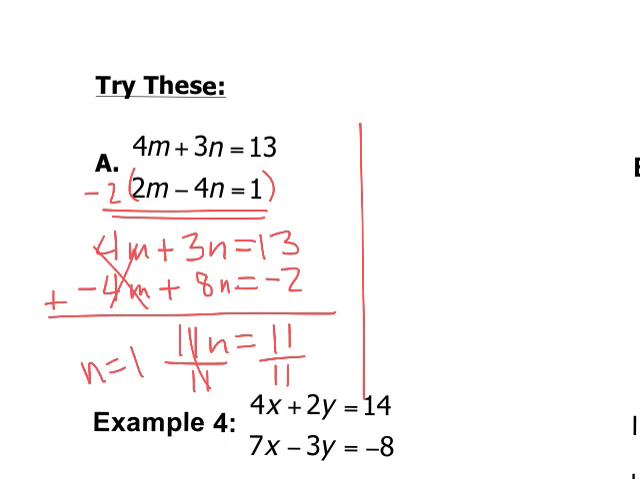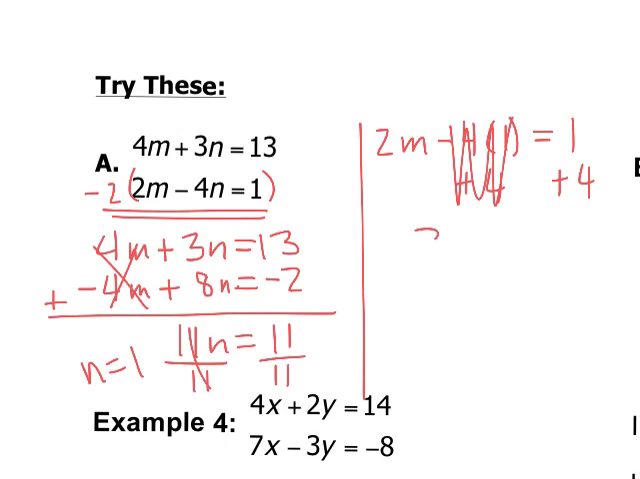Now let's use one of my 2 original equations to find m. I'd probably use, I don't know, it doesn't really matter. You guys have a preference? Top or bottom? Bottom? Okay. So I have 2m minus 4 times n, which is 1, equals 1. So 4 times 1 is obviously 4. So I'm just going to add this 4 over here. So I have 2m equals 5. Divide by 2. And m is 2.5.